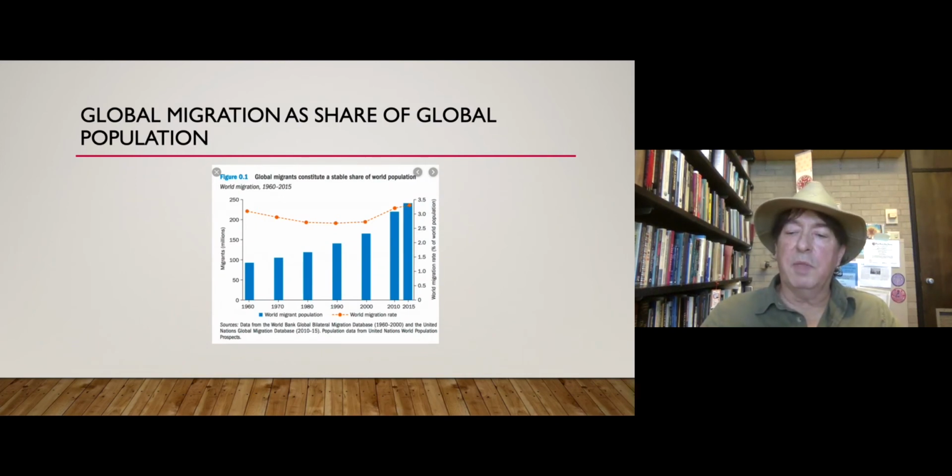This shows at the same time global migration as a share of global population. The indicator to focus on here is the orange dotted line, which shows rates as opposed to just absolute numbers. And you can see here that global migrants as a share of world population actually declined slightly through about 2000 and then has risen since then, although at a far more moderate rate than the capital mobility. So labor has become a bit more mobile, but capital has become far more mobile.